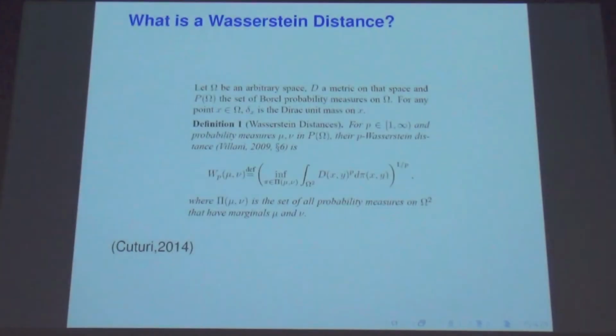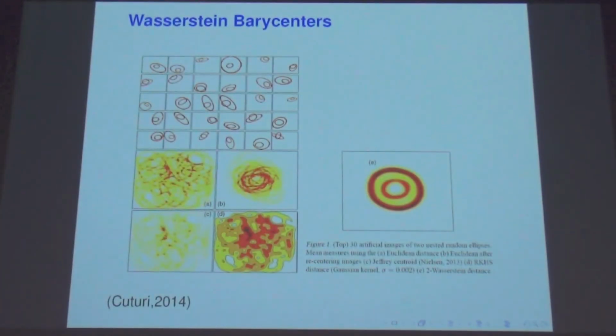formulation of optimal transport. The general definition of the Wasserstein p distance between two probability distributions mu and nu is as follows: it is the lowest cost over the space of joint distributions with marginals mu and nu of the average cost of all the points in the space. This is the general case. I'm going to explore later the discrete case of this definition.